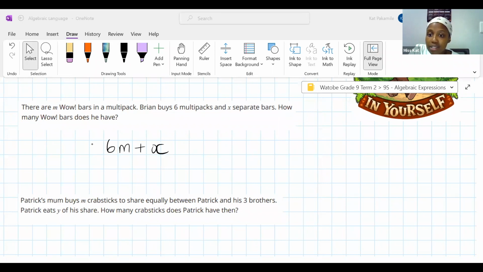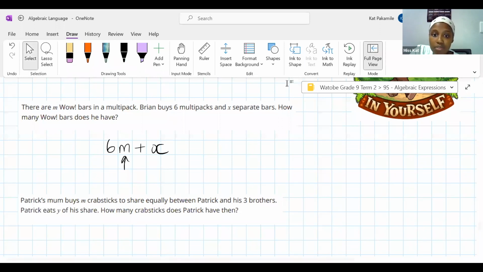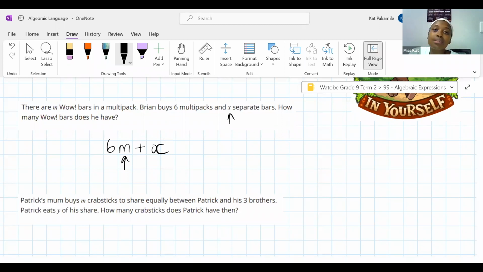Okay, let's talk about this, guys. Let's say you go to the shop to buy boxes of Twinkies. In one box, there are M Twinkies. So you're gonna buy 6 packs with M Twinkies. That's where the times comes from. But then while you're in the shop, you decide, I want to eat 3 Twinkies right now. So you buy 3 separate ones, or in this case, X separate ones. So in total, you're going to buy 6 times M, however many that is, plus the separate ones that you bought.